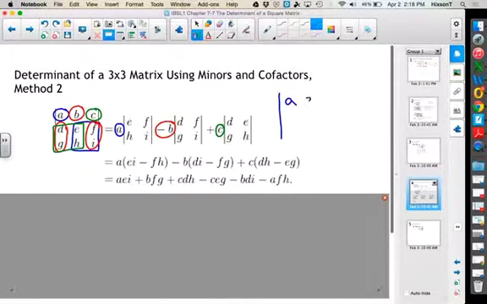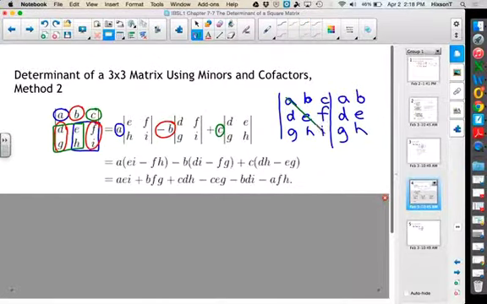If we have A, B, C, D, E, F, G, H, I, and then I do this, look, it's the same. AEI, BFG, BFG, CDH, CDH, the same. Okay? And then minus BDI, minus AFH, minus CEG.